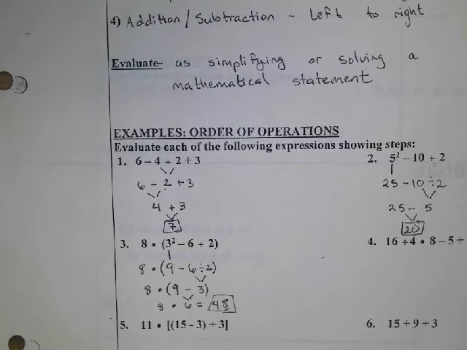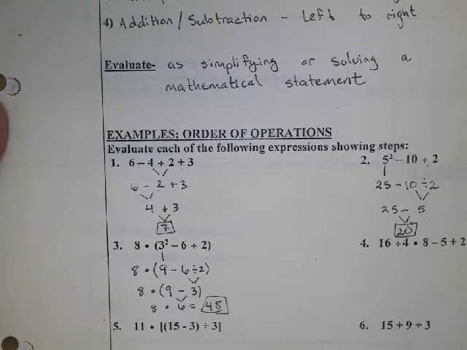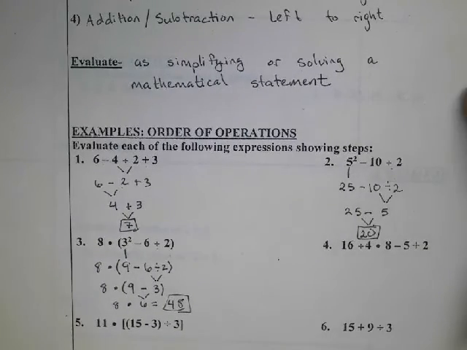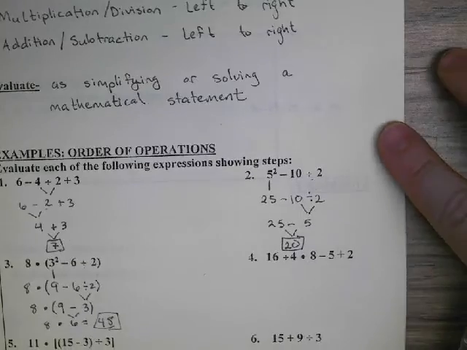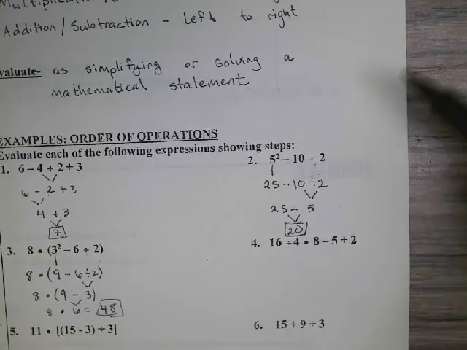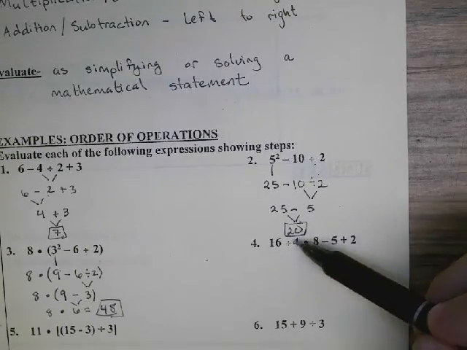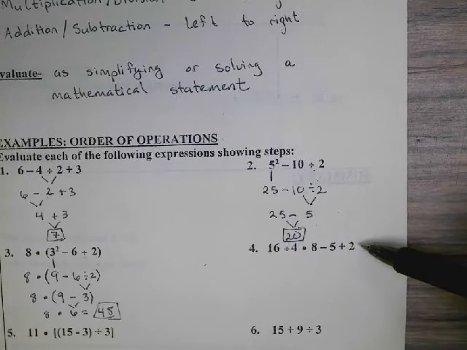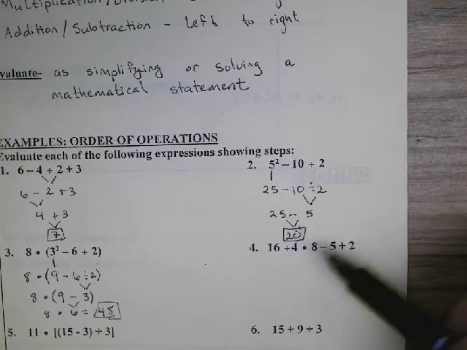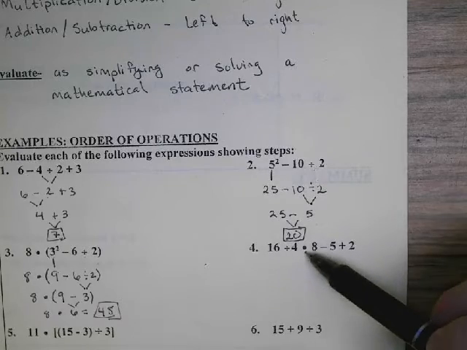Okay, I'm going to walk you through one more, and then number 5 and 6, I'm going to have you work on by yourselves. So let's see number 4. When I'm looking at number 4, I see 16 divided by 4 times 8 minus 5 plus 2. So we'll do our division, and now we have division and multiplication.